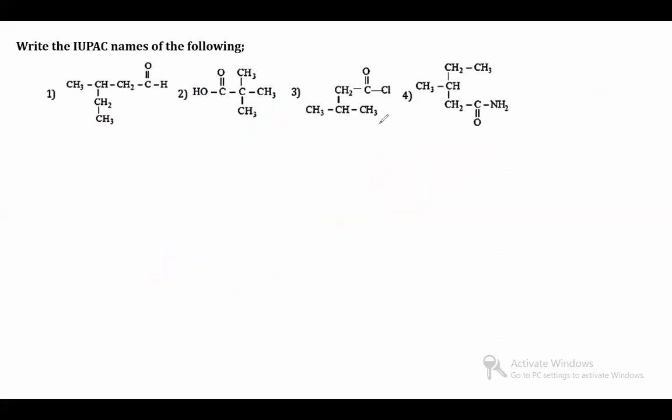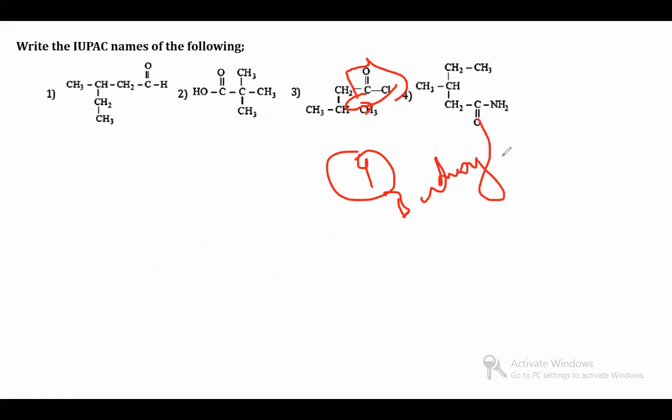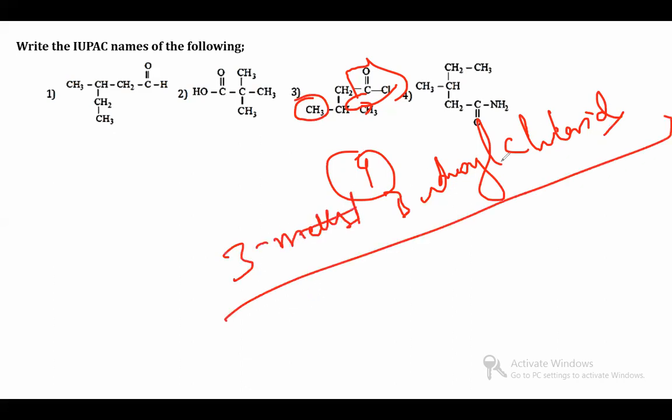Okay. Next, the third one. In the third one, we need to consider from this one 1, 2, 3, 4. The long carbon chain we need to consider is butane, 4 carbon. Okay, butane. In the butane, COCl is acyl chloride. The first carbon will be consisting of butanoyl chloride. And the fourth carbon will be having 1, 2, 3. The third carbon will be having a methyl group. So 3 methyl butanoyl chloride. This is the nomenclature.